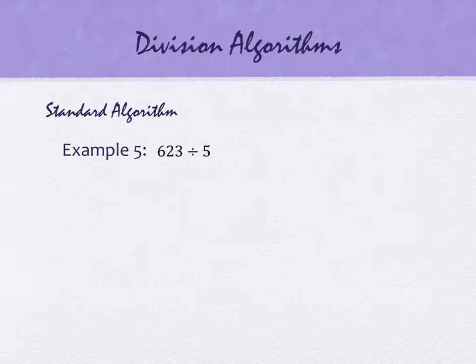We will pick back up with division algorithms where we left off last time. And the standard algorithm, I'll repeat that one since you guys said that I had done that one. And we will take a look at how we think about and process through 623 divided by 5.